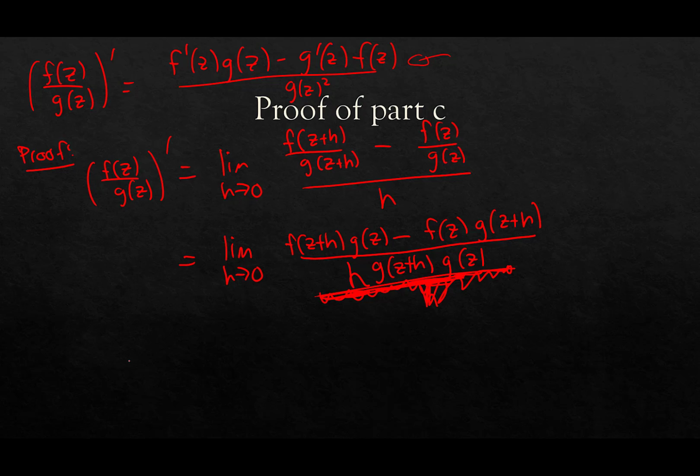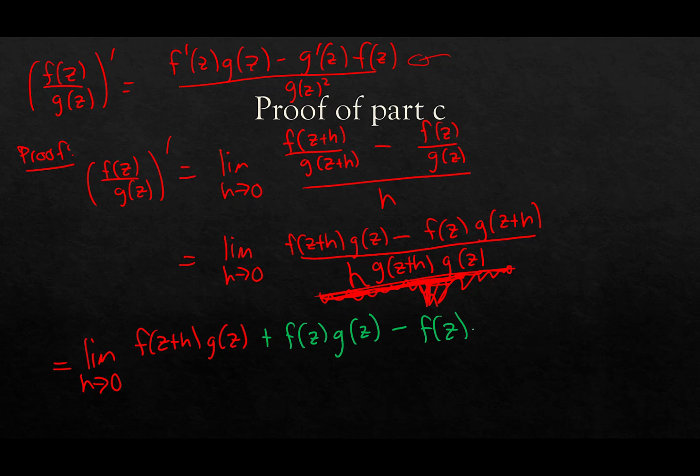The trick is the following. We're going to take our numerator there, and we're going to add and subtract something. Okay, so we're going to add f of z times g of z, and then if we add it, we're going to have to subtract it as well. Now you might be like, why the heck are we doing that? You'll see. You'll all see.